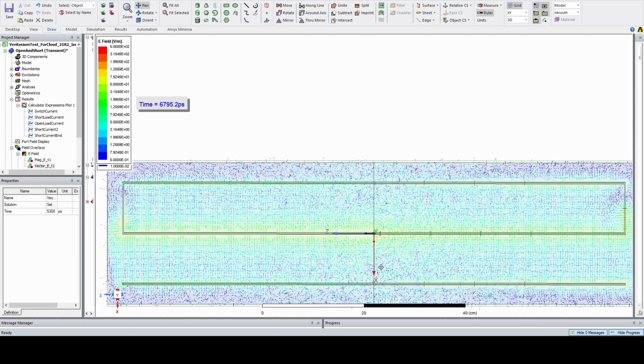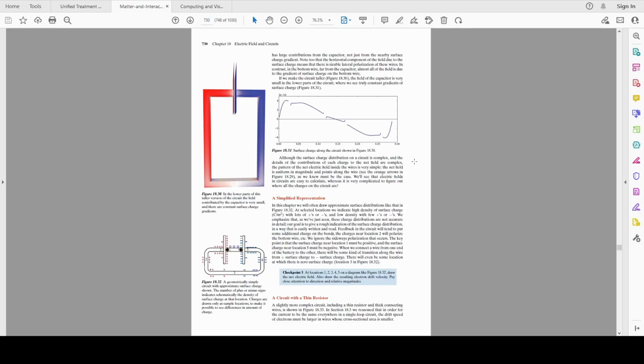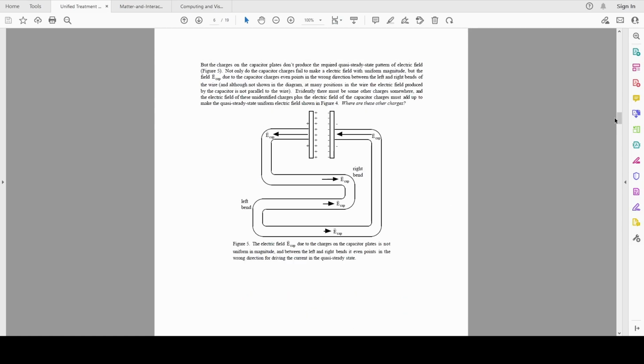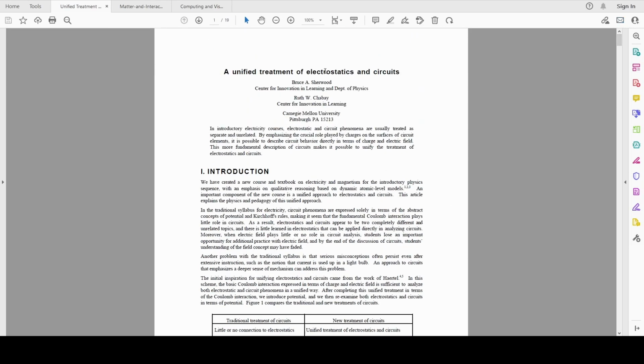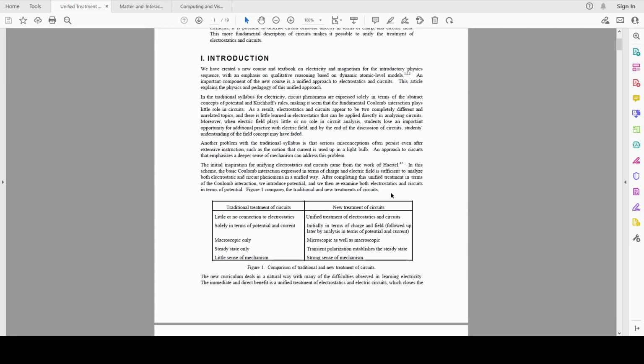But there are two authors, Bruce Sherwood and Ruth Chabay, and they authored a textbook, which I'll bring up here. It's called Matter and Interactions, and it's a general physics textbook, but they have a portion on circuits and electromagnetism that I think does a really good job explaining basically what I just explained, but better and in more detail. So I would definitely recommend checking it out if you have the chance. They also have a paper that they published back in 1999, called A Unified Treatment of Electrostatics and Circuits, where they make the argument that the current way of teaching circuits leaves a lot to be desired when it comes to intuition.